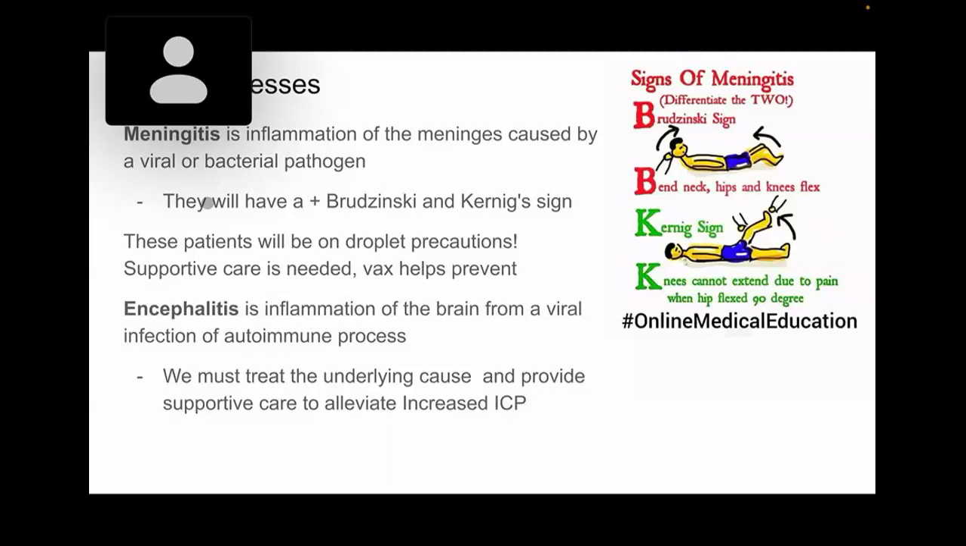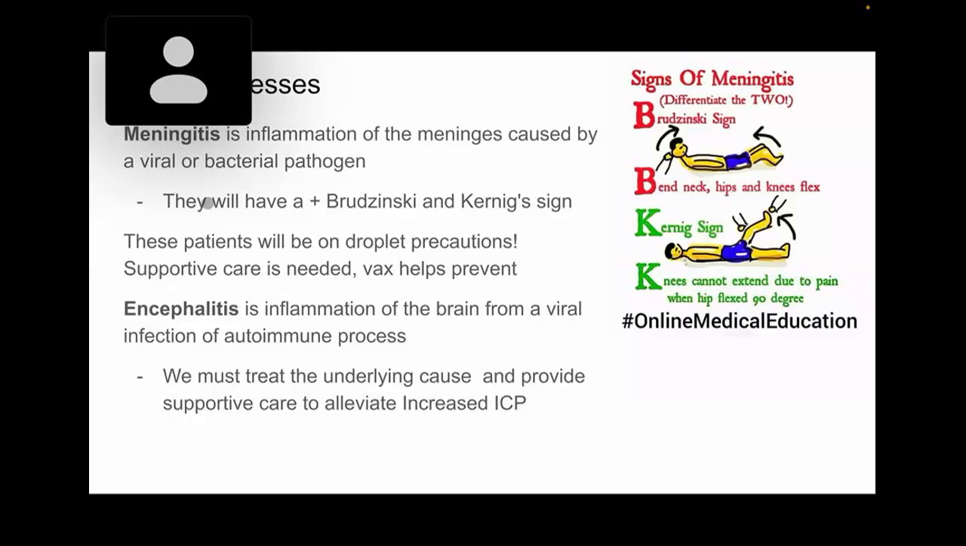They're going to have lots and lots of pain. So that's Kernig's sign. Brudzinski's, their knees are going to bend up. As you bend their neck forward, their knees are going to pull and bend up. Kernig's sign, as you try to get them in that little frog squat, they're going to have lots of pain that's going to prevent you from getting them in that full frog squat.